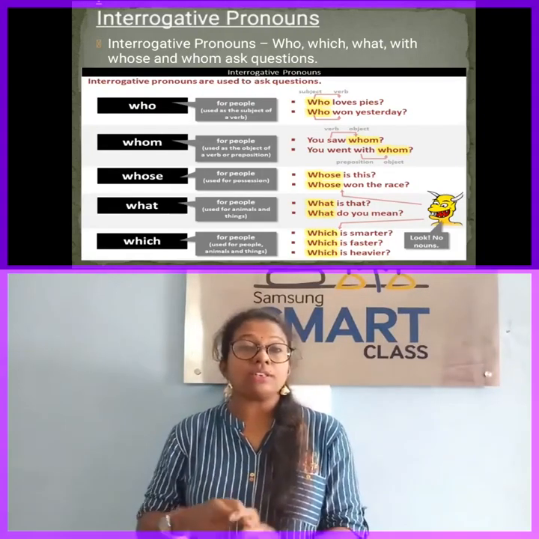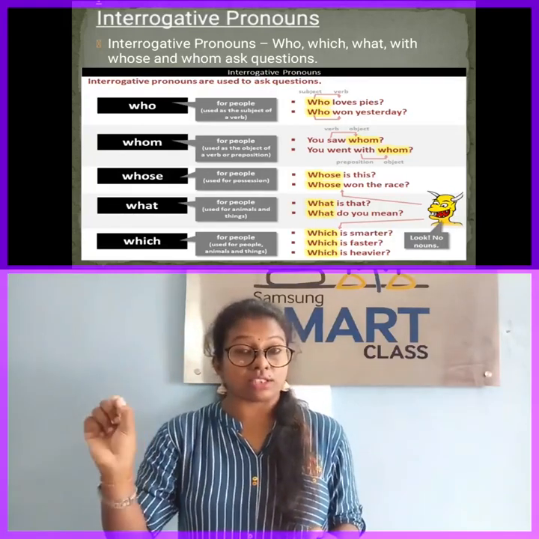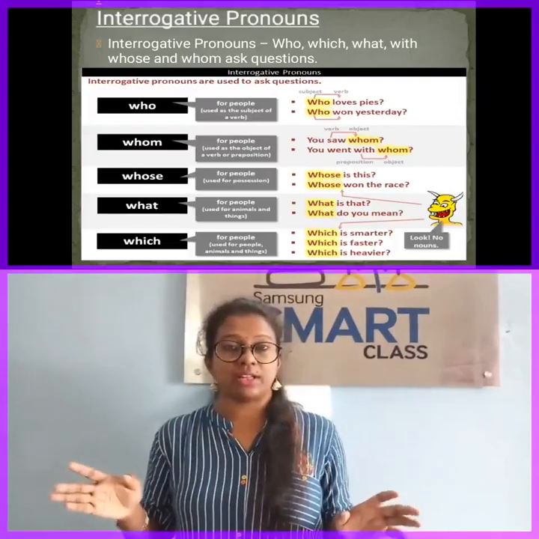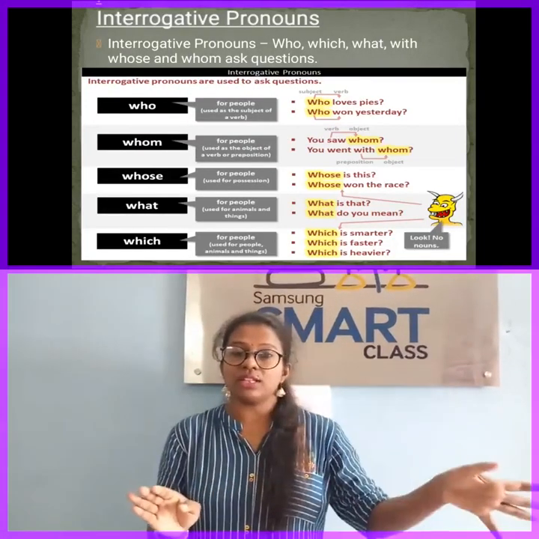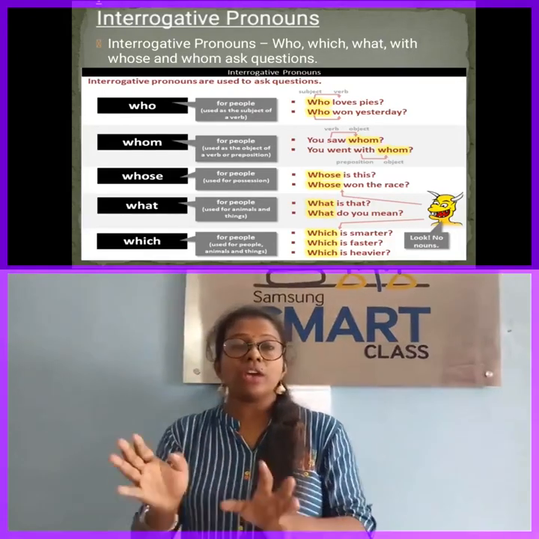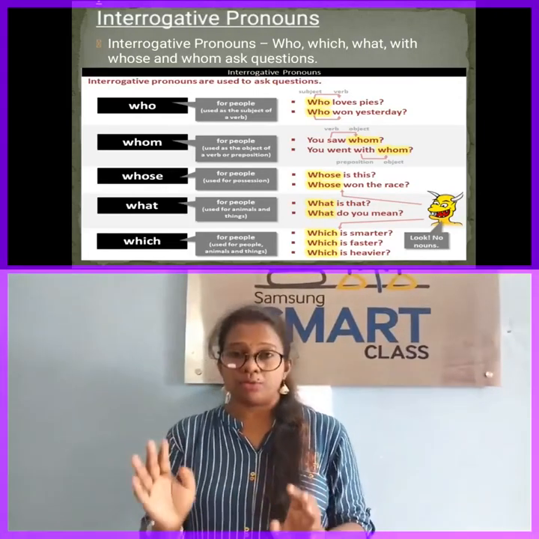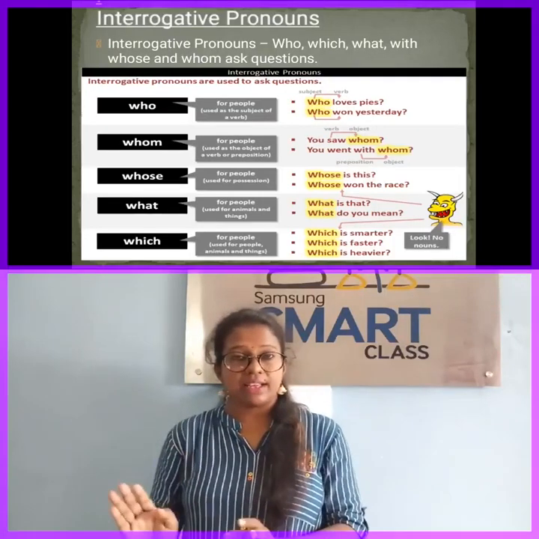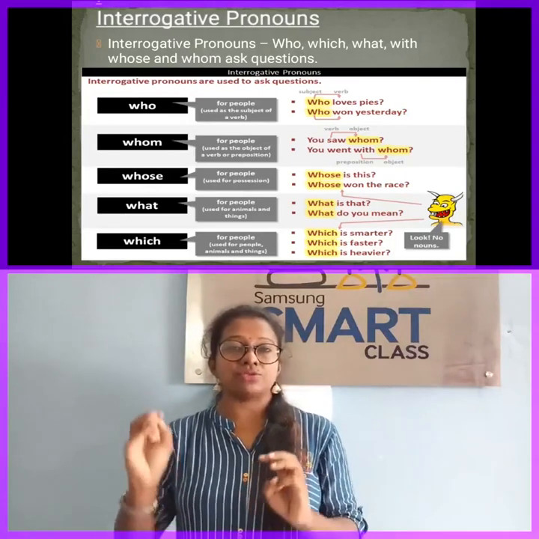A relative pronoun introduces a relative clause. But interrogative pronouns help to ask questions. Don't be confused with the WH words, because they are used in relative pronouns, and here also, in the case of interrogative pronouns, we are going to see the use of WH words. So don't be confused, because WH words here, in interrogative pronouns, help us to ask questions.